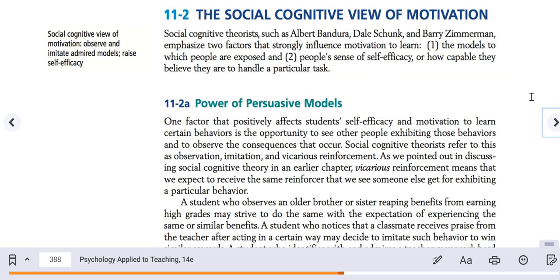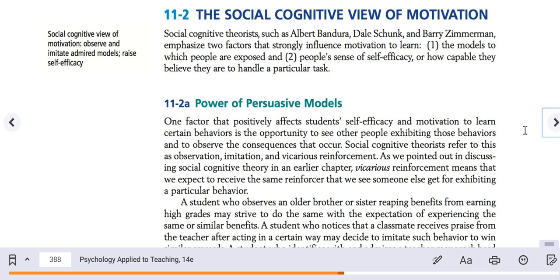The social cognitive view of motivation. Social cognitive theorists such as Albert Bandura, Dale Schunk, and Barry Zimmerman emphasize two factors that strongly influence motivation to learn: the models to which people are exposed and people's sense of self-efficacy, or how capable they believe they are to handle a particular task.